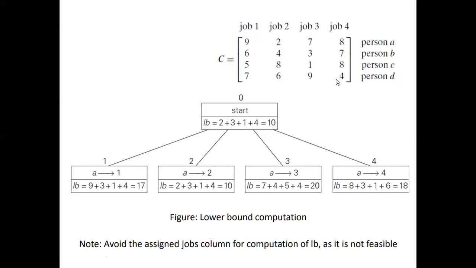So the next alternative is for job 4. Assign job 4 to person A. So what will the lower bound become? The lower bound will become the value of job 4 for person A, which is 8. So instead of 2, I will write 8. So 8 plus. What is the cost of job 2 which has been assigned to person B? It is 3. So it will be retained as it is, correct? So 3 plus. For person C, the value is 1, and we can cross verify over here because job 1 is already assigned, correct? So I will retain 1 as it is.